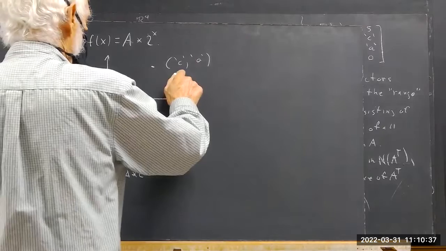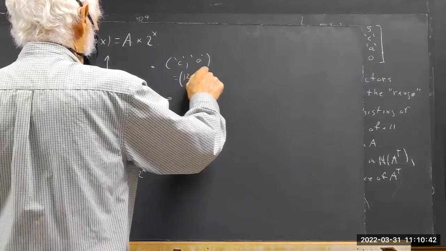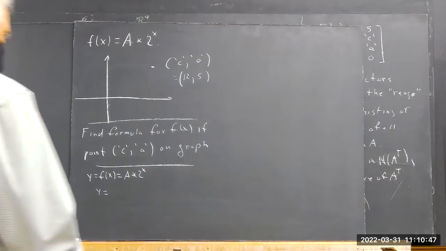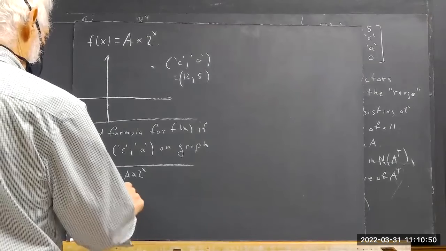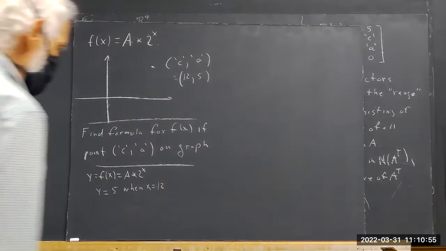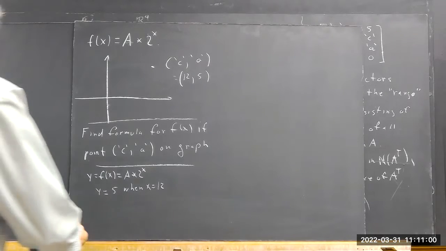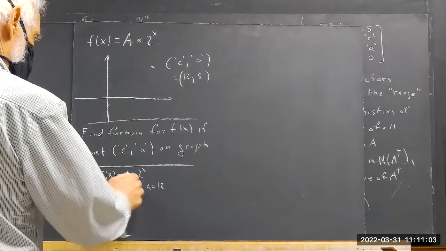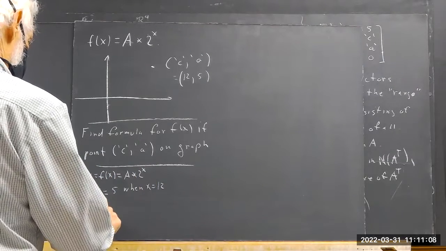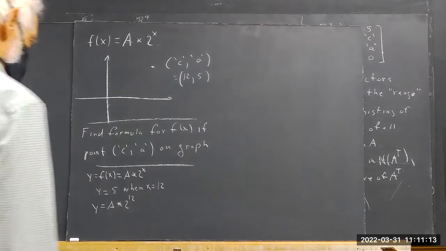Now let me just make up a couple of numbers here for C and A. Let's say this is 12 and 5. Okay, so y equals 5 and x equals 12. So we plug in 5 for y, 12 for x, and we get y equals a times 2 to the 12th.